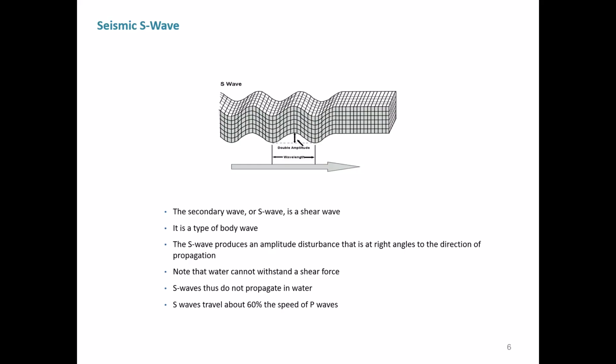So seismologists have noticed something very interesting. These S waves are body waves. They do go through the body of the Earth, but they do not penetrate the core. And that's one of the reasons that geologists have determined that the core of the Earth is partially molten, apparently some type of nickel iron type material. Okay, and S waves are traveling about 60% of the speed of the faster P waves.